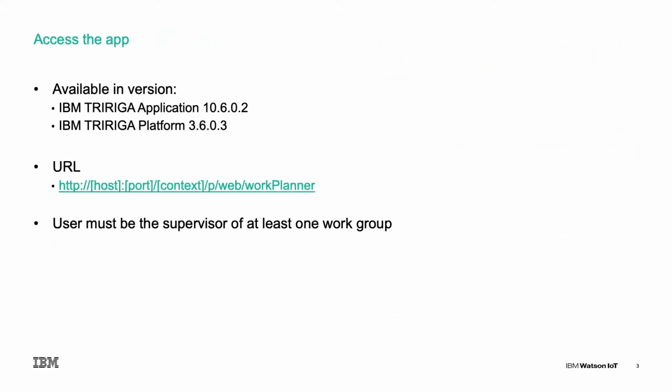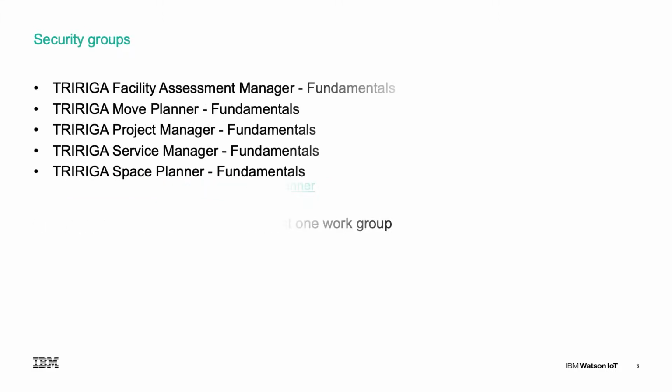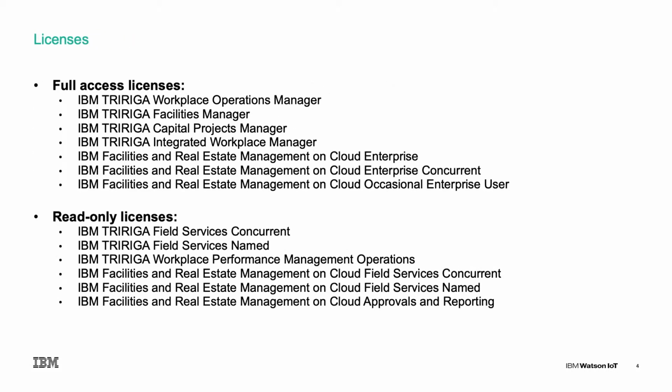Here we have some basic access information. To use the new Work Planner app, you need to have the platform at least on 3.6.0.3 version. And you also need to install the 10.6.0.2 application fixpack. The Work Planner can only be used by users that are supervisor of at least one workgroup. The next two slides just summarize the security groups and licenses needed to access the Work Planner app.